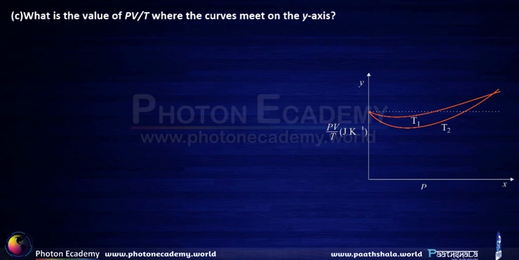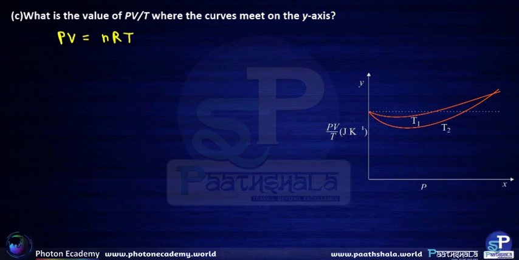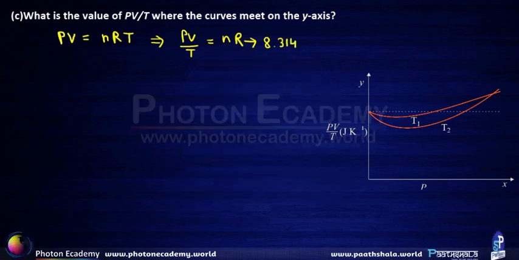What is the value of PV by T where the curve meets the y-axis? So we know the equation PV equals nRT. Therefore PV by T is equal to nR. Here P represents the pressure, V represents the volume, T represents the temperature, n is the number of moles, and R is the universal gas constant. The value of R is 8.314. Its unit is joule mole inverse Kelvin inverse.